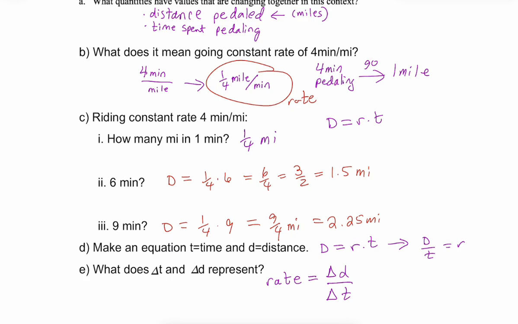So we might have to look at what was the distance and time at this point, what is the distance at time in this point, and we might have to do some calculations. But because they gave us that this was a constant rate, we didn't have to really do anything. So remember, delta t is the change in time, and delta d is the change in distance.